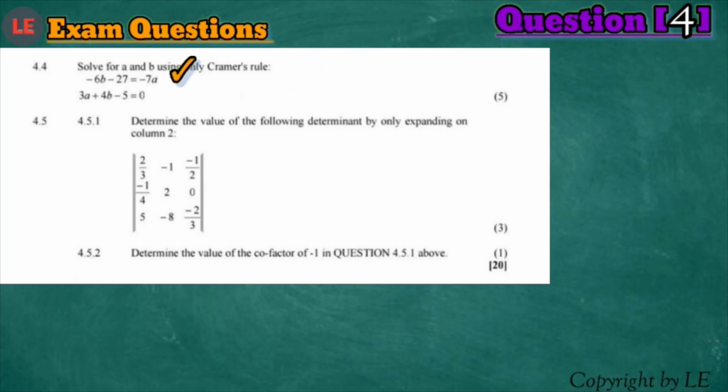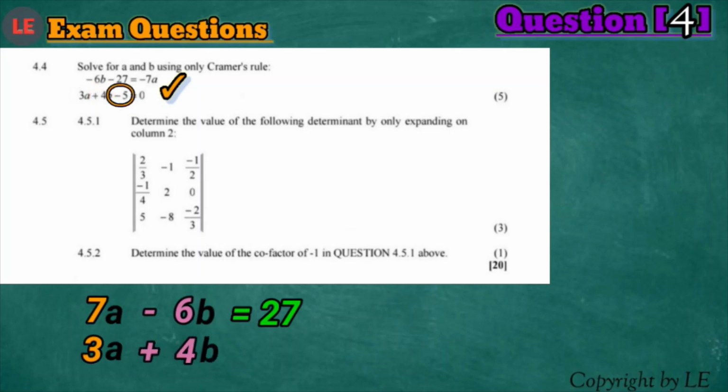The first equation: this 7a must be first in line from across the equal sign, whereby it will change to positive 7a, followed by negative 6b. Then move negative 27 across the equal sign, where it will be positive 27. On the second equation, 3a must be first in line, followed by 4b, and move this negative 5 across the equal sign, whereby it will change sign to positive 5.